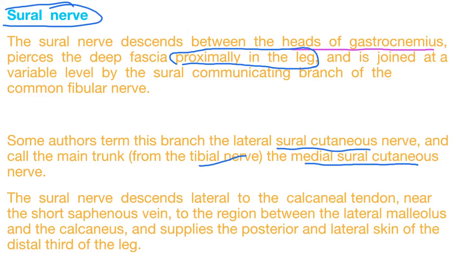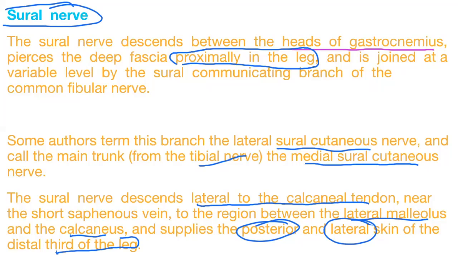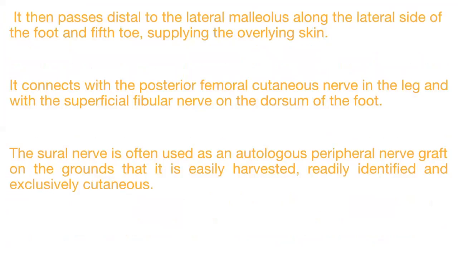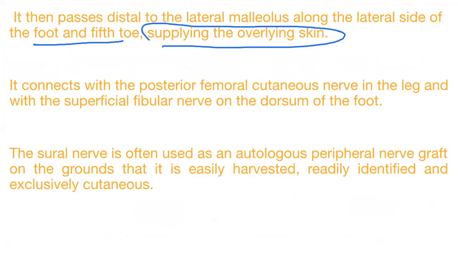It's a cutaneous branch. The sural nerve descends lateral to the calcaneal tendon near the short saphenous vein to the region between the lateral malleolus and the calcaneus. Remember that. It supplies the posterior and lateral skin of the distal third of the leg. It then passes distal to the lateral malleolus along the lateral side of the foot and the fifth toe, supplying the overlying skin. It connects with the posterior femoral cutaneous nerve in the leg and with the superficial fibular nerve on the dorsum of the foot.